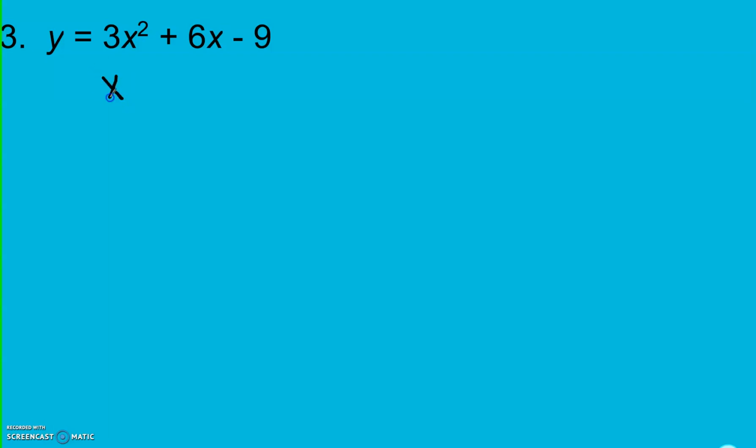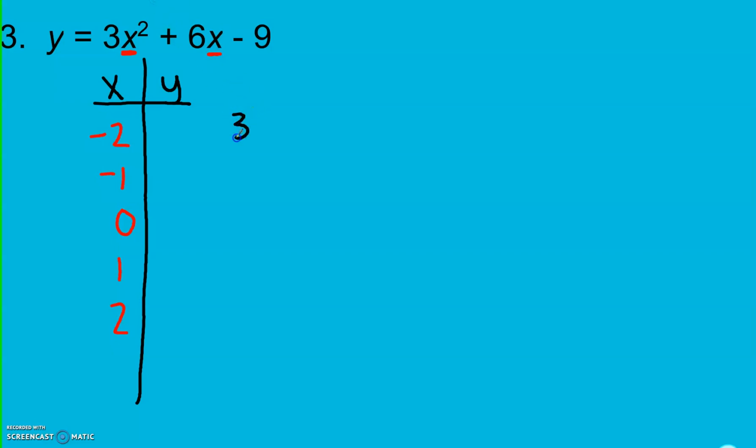Make our table of values. My x values I'm going to start with are -2, -1, 0, 1, and 2. I'm going to plug those into the x's in my equation. So here I'm going to have 3 times x, that gets squared, plus 6 times my x value, minus 9.